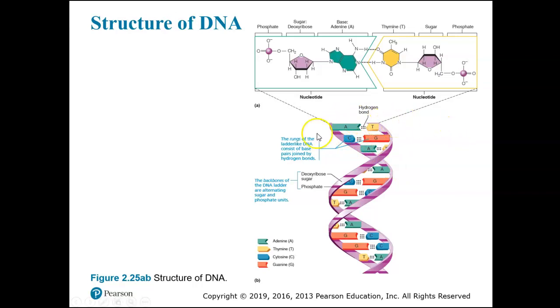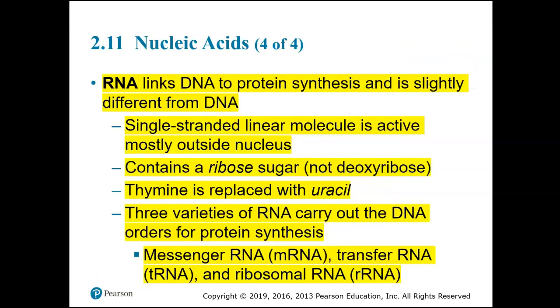The rungs of the ladder are the bases, and then the sides of the ladder are phosphates and sugars. So each nucleotide has a phosphate and a sugar combined with one of those 4 bases, A, C, T, and G. And so the sides of the ladder are the phosphates and the sugars, and then the rungs or steps of the ladder are the bases. And then the ladder is twisted into a double helix.